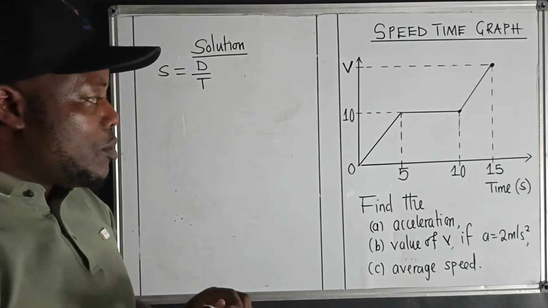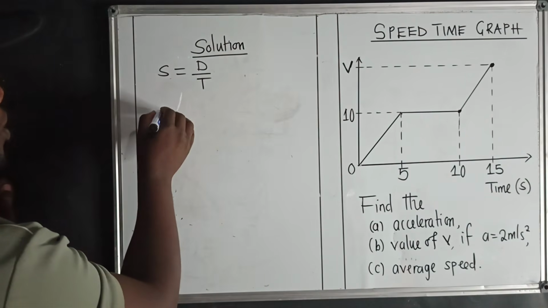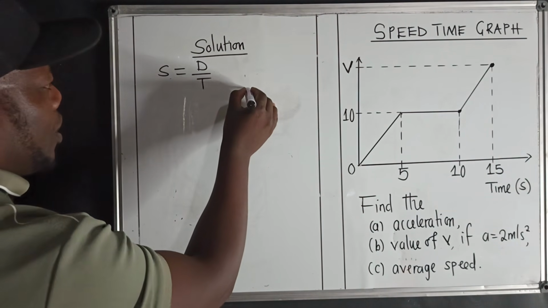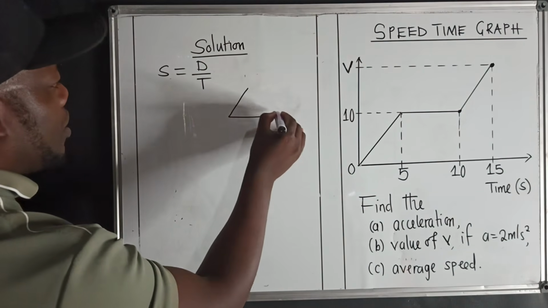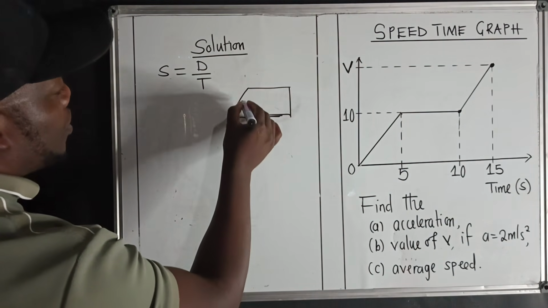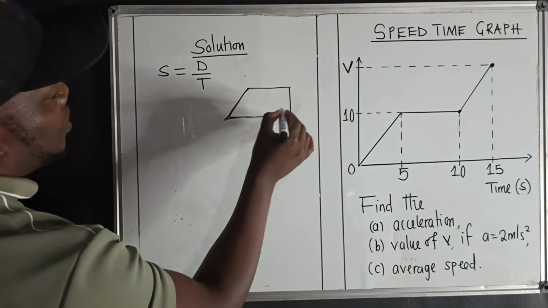So we can now calculate distance. We're going to separate. I want you to understand something. So let me show you this shape. There is a shape that looks like this. I want you to see. So this is a shape.